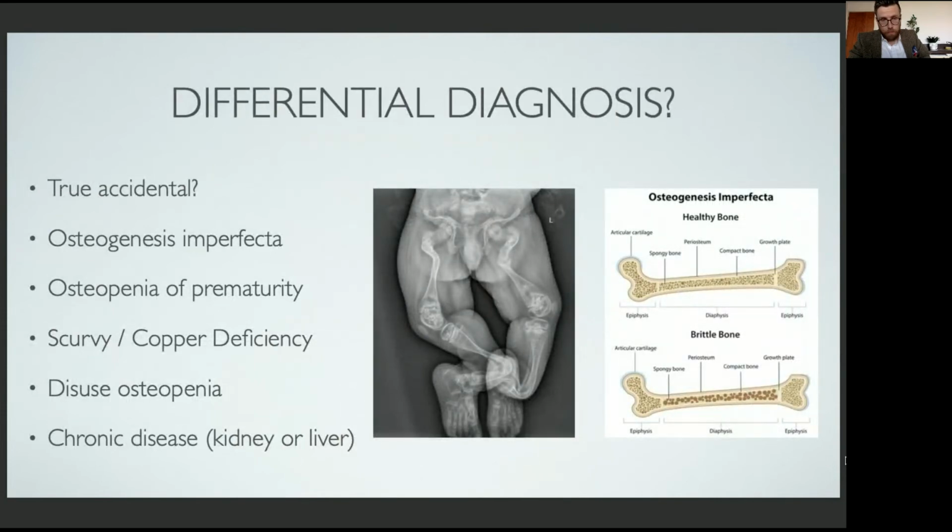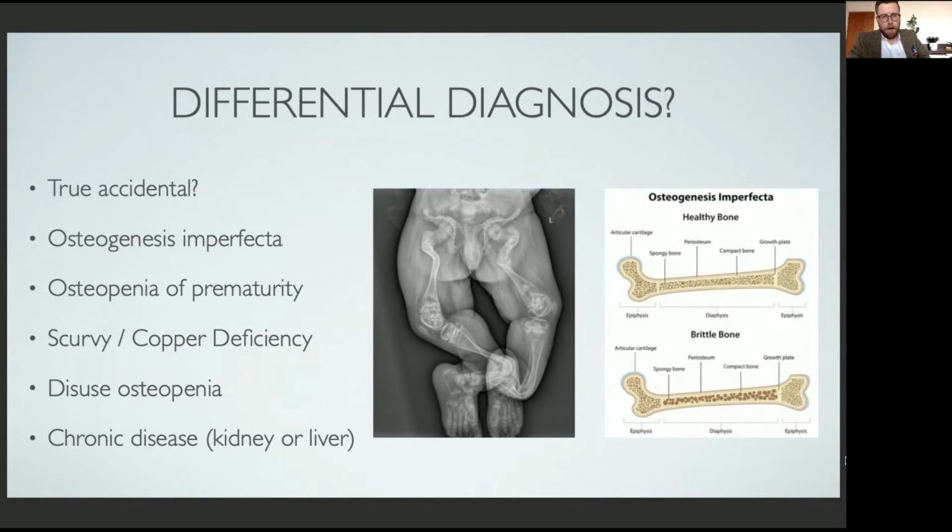With regards to keeping an open mind, one should keep an open mind regarding differential diagnoses in these patients. Maybe it is a true accidental injury and it's just a funny mechanism. Have they got an underlying bone disorder? Have they got something like an undiagnosed case of osteogenesis imperfecta? Have they got osteopenia of prematurity? Hence, it's important to make sure you quantify time in a special baby unit, method of delivery, and all that stuff.